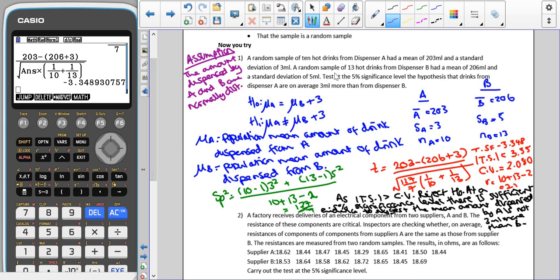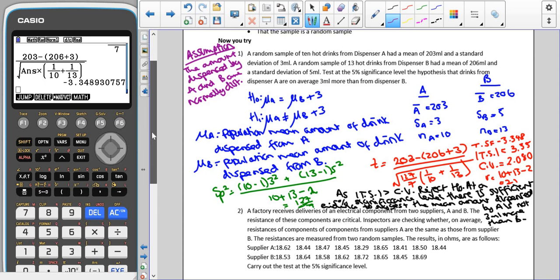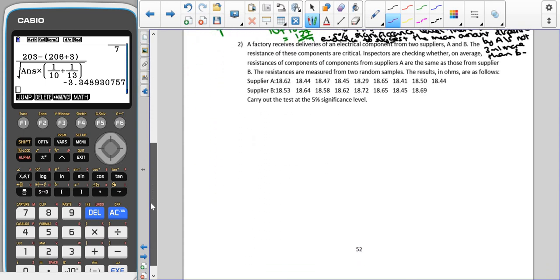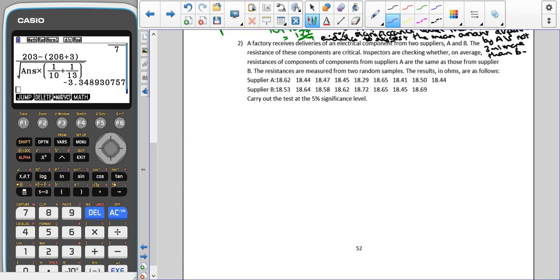Also, reading through that question, there's no stating that the amount of drink dispensed from A or B is normally distributed, so that has to be one of the assumptions that we are making. So I'd now like you to pause the video again if you haven't already and try the second Now You Try.